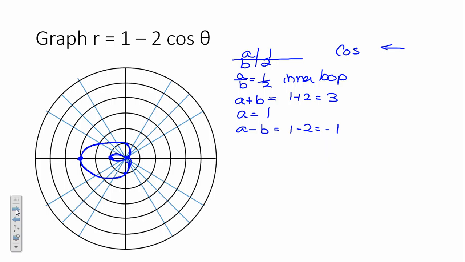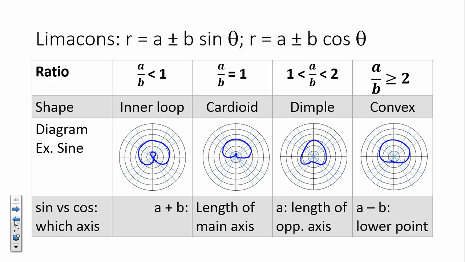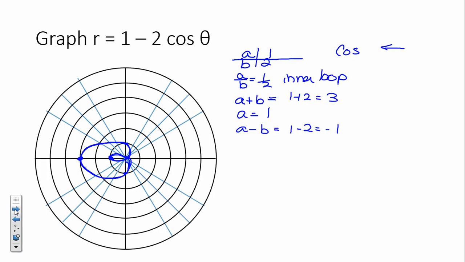To know if it's an inner loop or not, we divide A by B, and when it was 1/2, 1/2 is less than 1, so we know it'll be an inner loop. All about A and B. Questions about this slide?